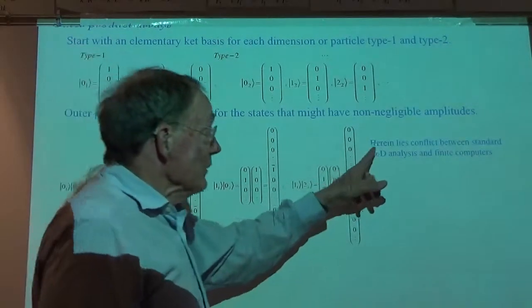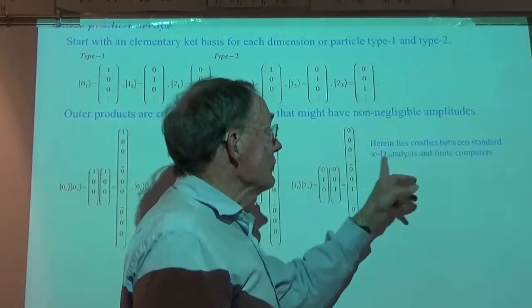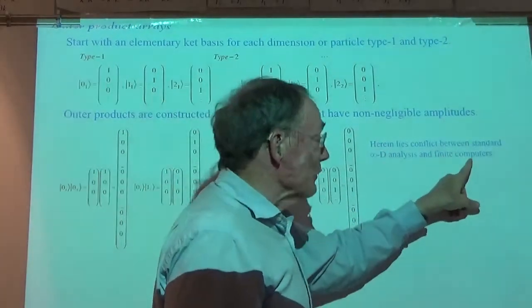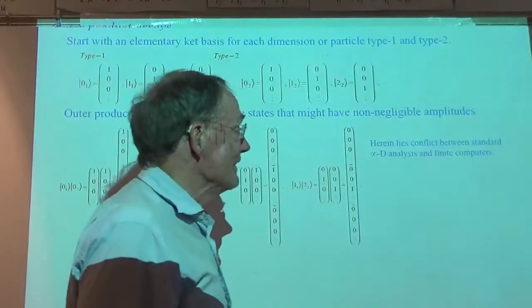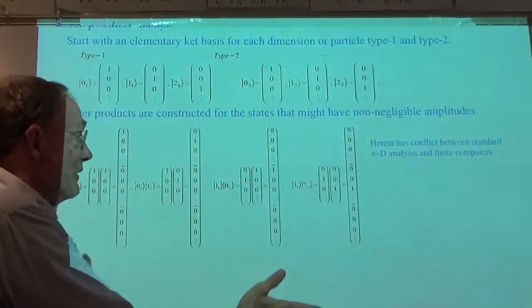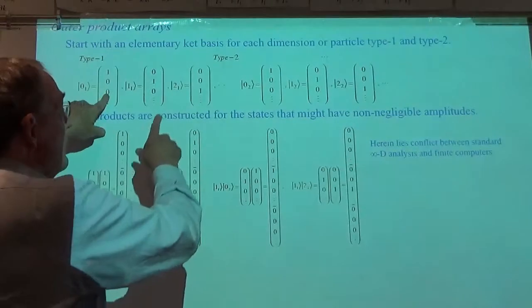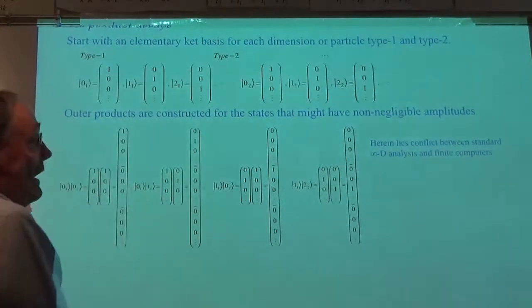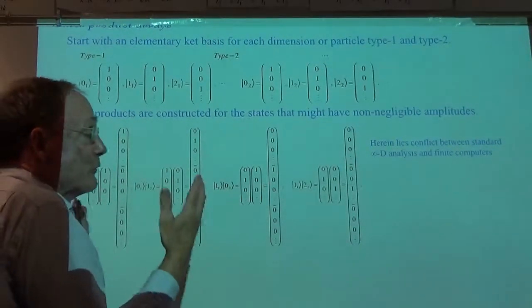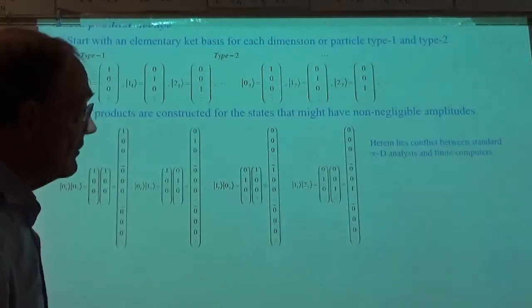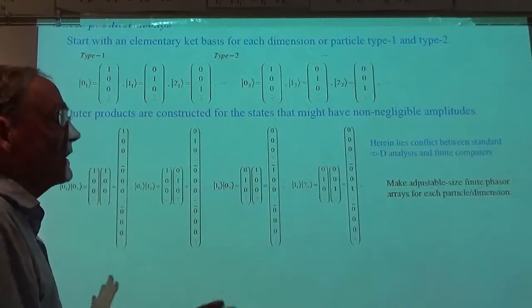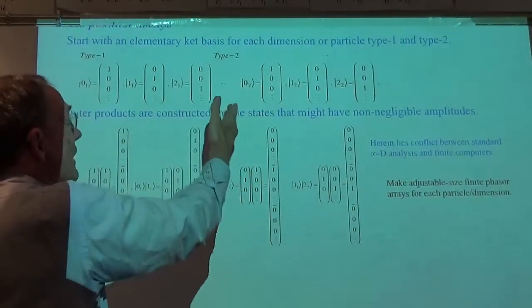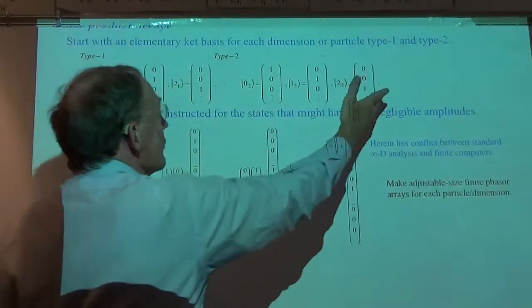Now, herein lies a conflict between standard infinite dimension analysis and the finite computer memory that you have. This has got to be finite, whereas particularly in oscillators, all of these things are infinite. So this is infinite squared. At some point you have to truncate. At some point you say, okay, that's as many as I can take. I can only go up to 2. I can't go to 3 in this system and in this one.